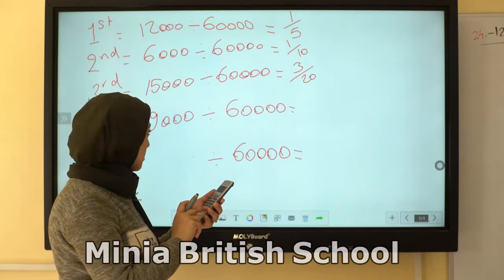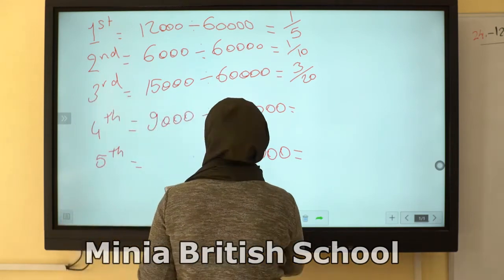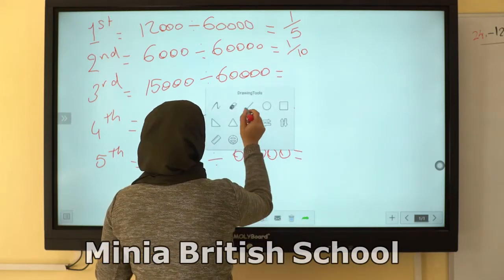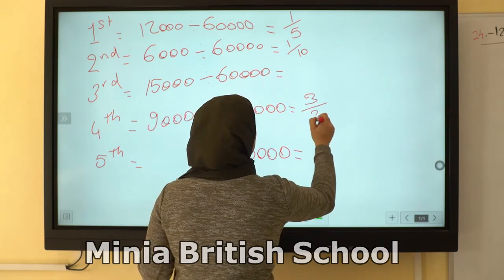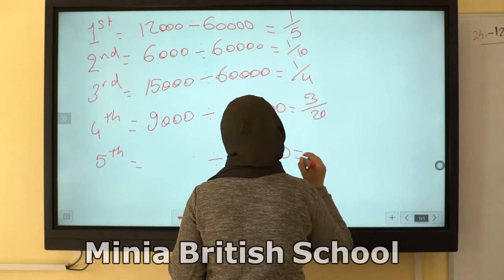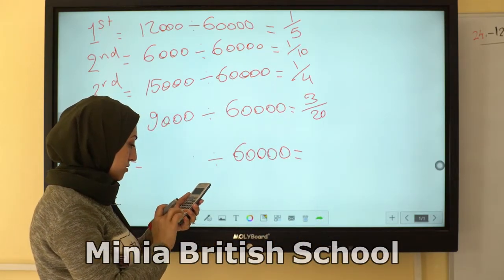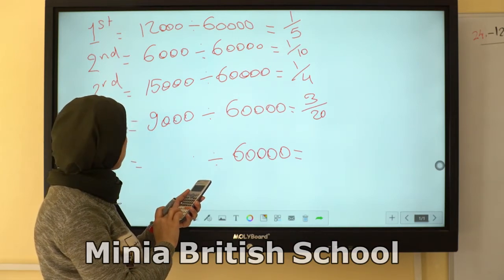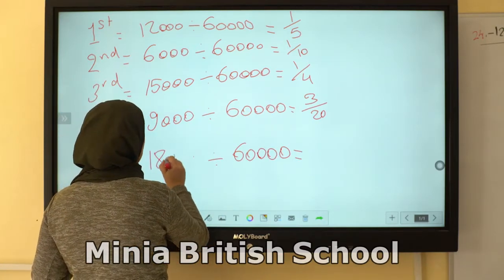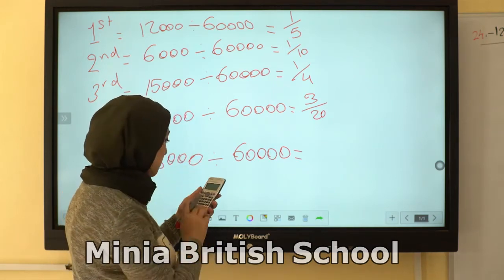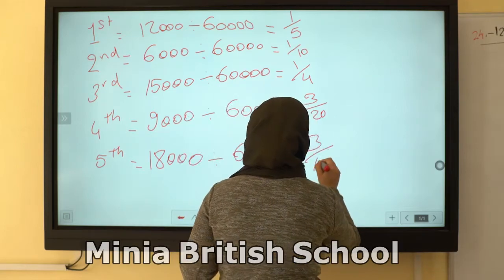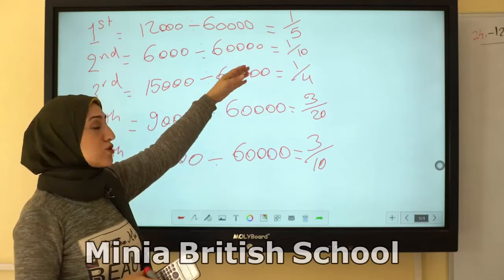The fourth, 15, is 1/4. And here the rest: 12,000 plus 6,000 plus 15,000 plus 9,000 equals 42,000. That means the remainder is 18,000. 18 divided by 60 is 3/10. This is the ratio or the percentage of each one.